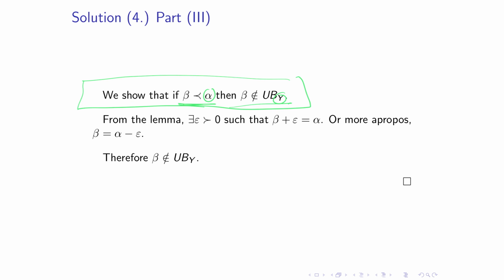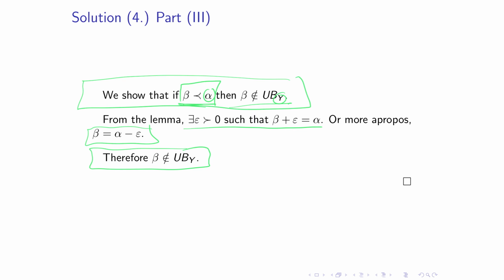Okay, well, from the fact that beta is strictly less than alpha, we now know from our lemma that there exists a positive epsilon such that beta plus epsilon is alpha. More apropos for our current purposes is to get that alpha minus epsilon together. We now know that beta is alpha minus epsilon. From the property that we assume alpha to have, this immediately entails that beta is not an upper bound of Y, and that basically concludes the demonstration that alpha is the supremum.